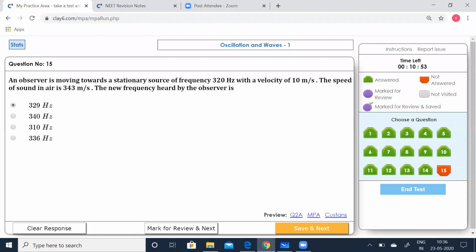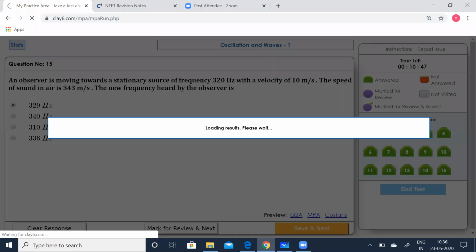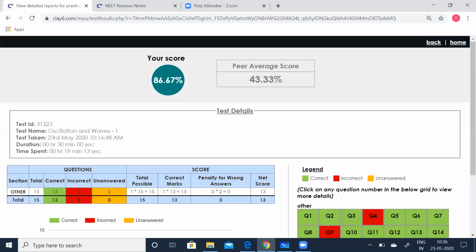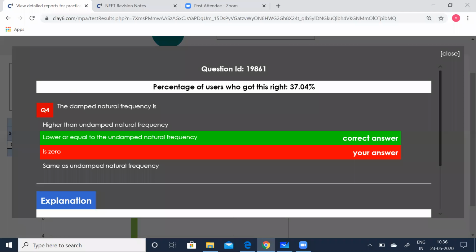So we have completed all the tests. Save that. End the test. The results are loading. Yeah, it says 2 answers were wrong. Let's see what were wrong. The green says all the answers are correct. So questions 4 and 9 were wrong. Let us quickly see what went wrong.